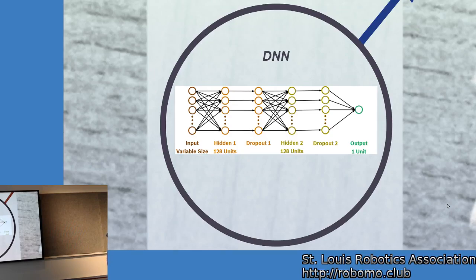So that it forces each node in the hidden layer to be a category, not an individual image or an individual data point.